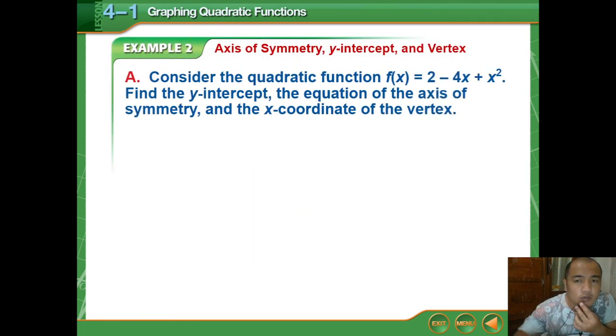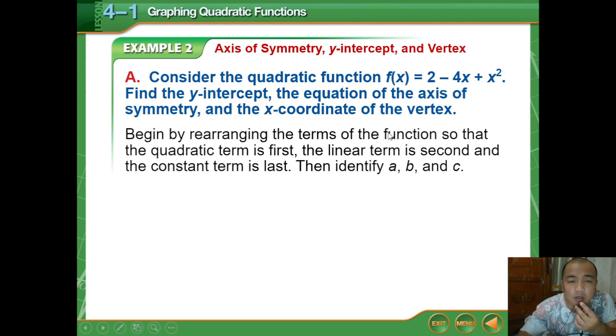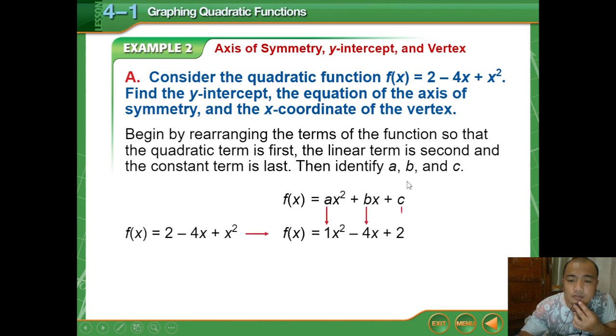So consider the quadratic function f of x equals 2 minus 4x plus x squared. Find the y-intercept, the equation of the axis of symmetry, and the x-coordinate of the vertex. Begin by rearranging terms of the function so that the quadratic term is first, the linear term is second, and the constant term is last. Then identify a, b, and c. So what is a? a is 1, b is negative 4, and c is 2. After that, we can now determine the value of the y-intercept, which is 2.